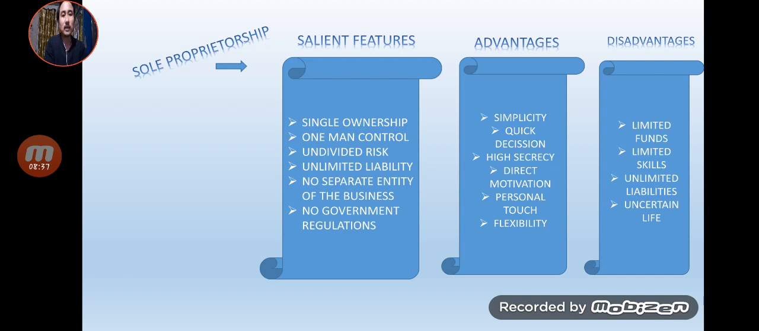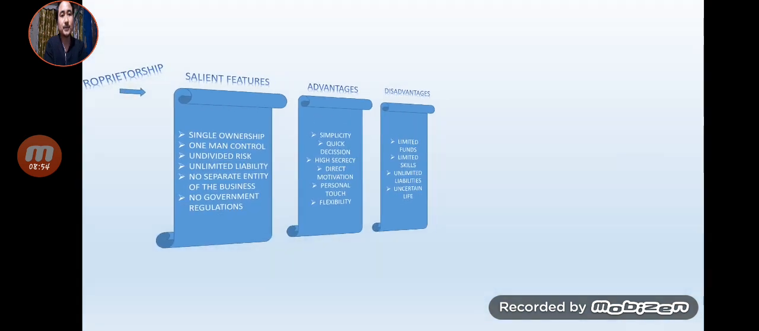So one needs to think very seriously about what form of business he or she will select to start a business. And these are the salient features, advantages and disadvantages which I have discussed for the sole proprietor type of business. Now let us move on to the next slide, which I'll just explain with an example.